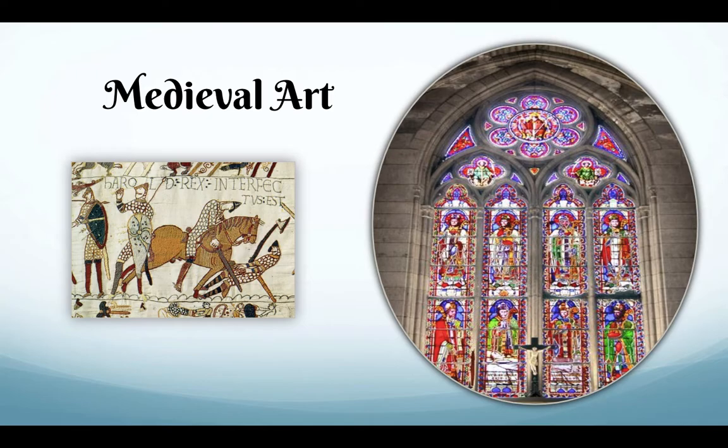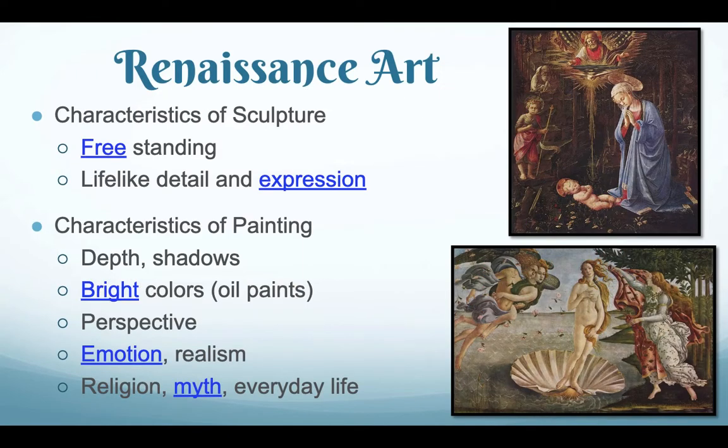Okay, moving on to Renaissance art. As you can see, there's a pretty big difference just looking at those two paintings. The first one on the top was done by Da Vinci, and the second one on the bottom was done by Botticelli. Let's talk about the characteristics of the sculpture. We're going to see freestanding, which means they're not leaning on something. There's no relief. It's just the statue as it is. And then lifelike detail and expression, which we'll see when we look at a sculpture in a moment. And then characteristics of painting.